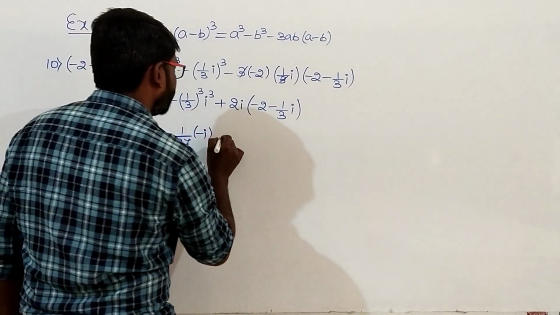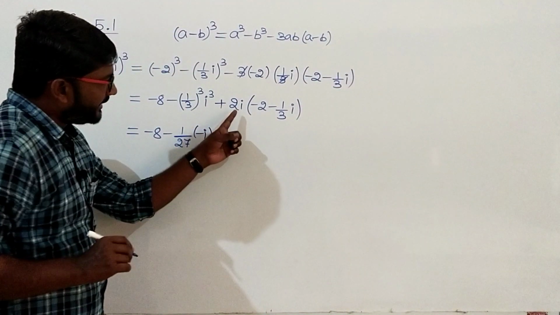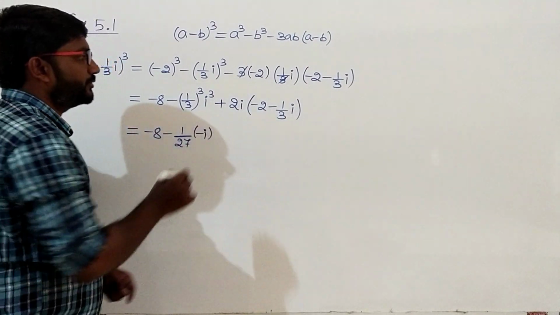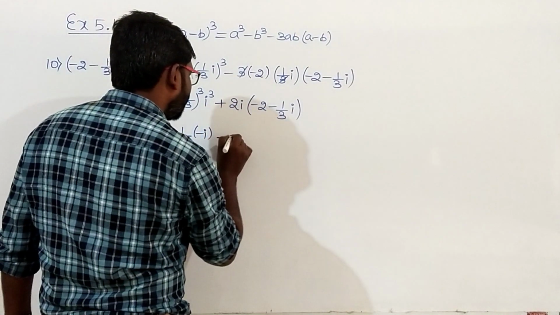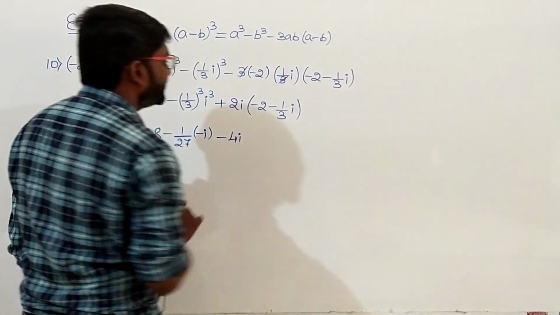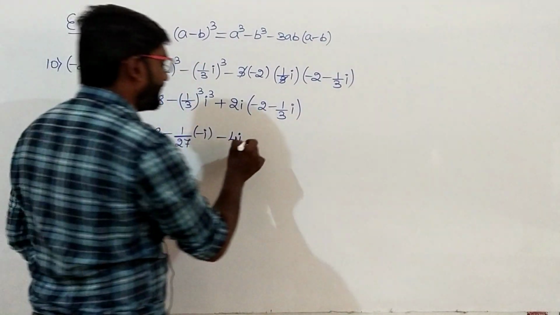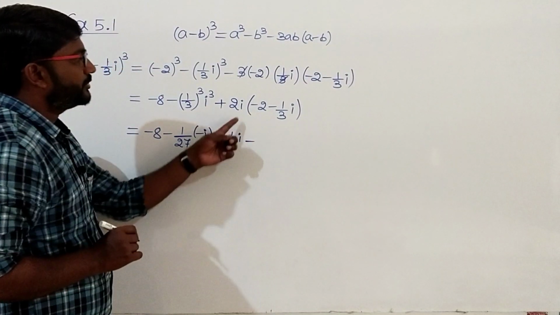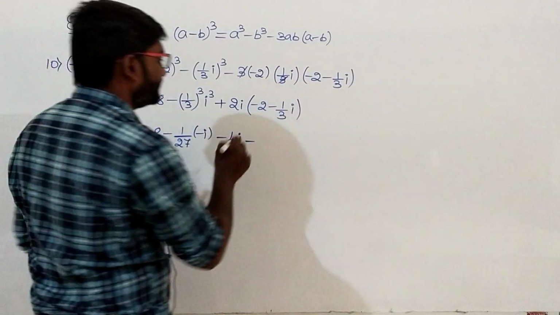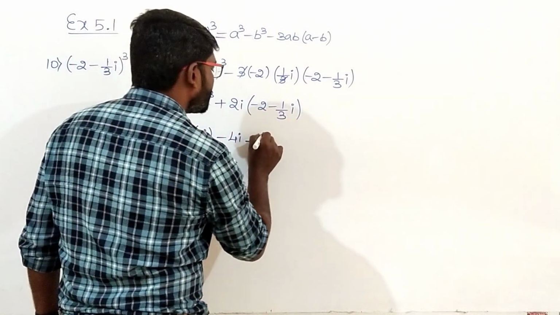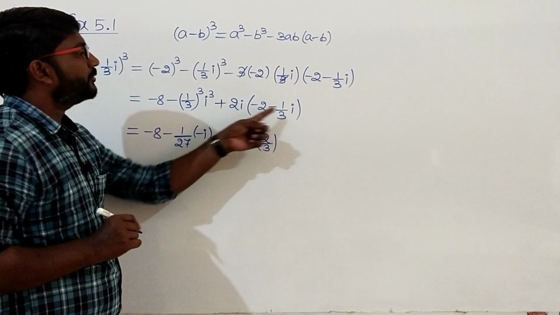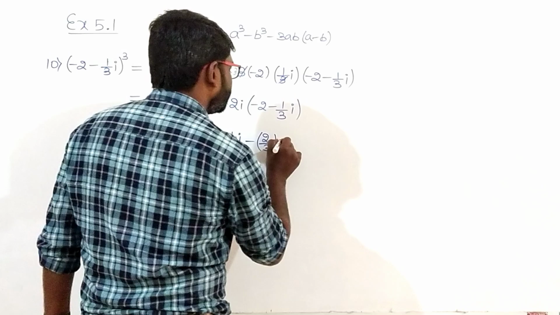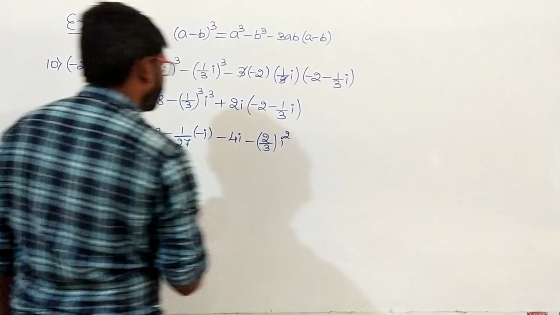Minus i. Then multiply this term with these two. So 2i into minus 2 is minus 4i. We get minus 4i. Then plus into minus it is minus again. So 2i into 1 by 3i. 2 into 1 by 3 it is 2 by 3. Then i into i will be i square. Simplify this further.